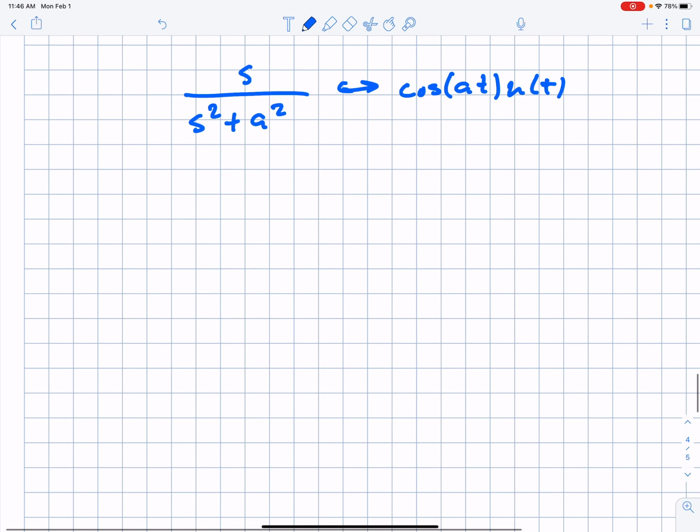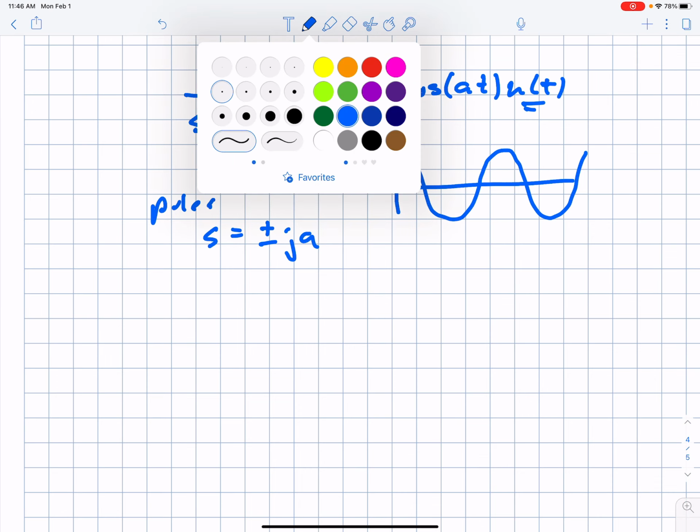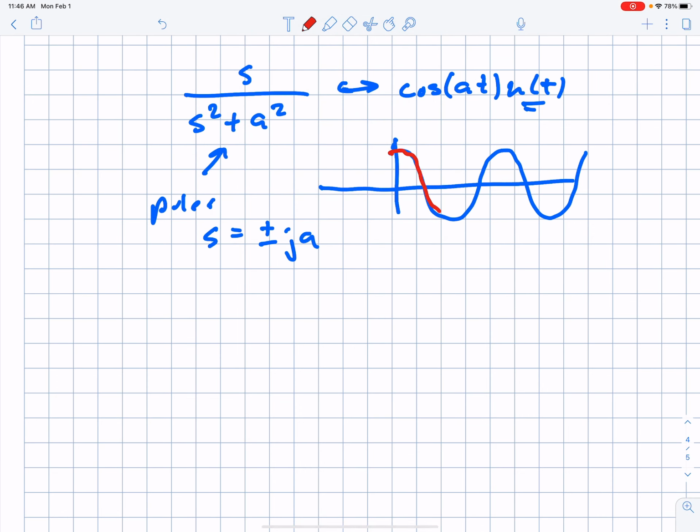In that case, if I looked at the poles, I still get poles at plus and minus ja. Cosine looks similar to sine, there's just a phase shift. So that would look like this. Remember, it's times unit step, so this thing turns on at 0. But the point is it oscillates at frequency a.